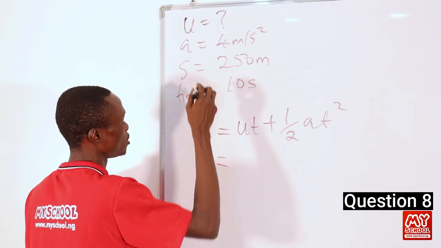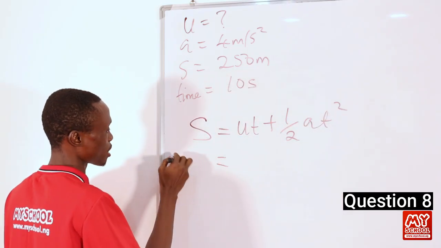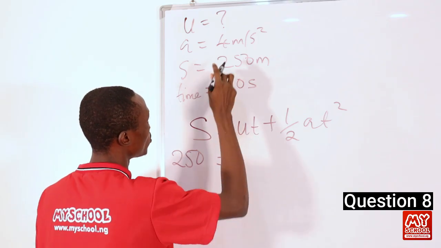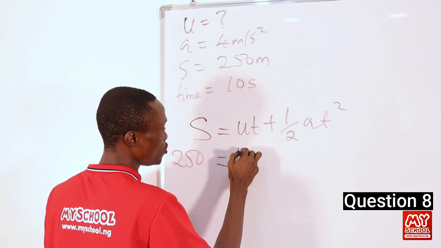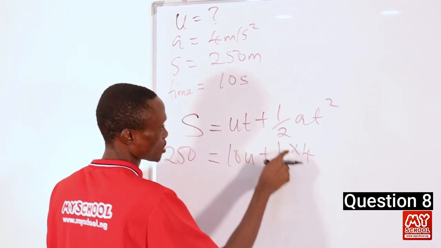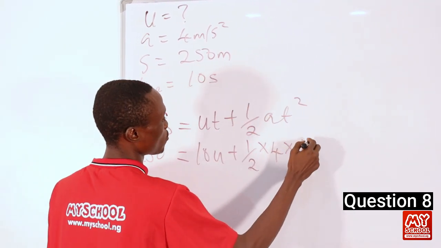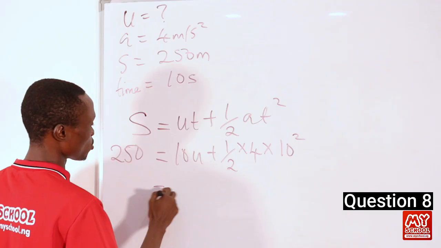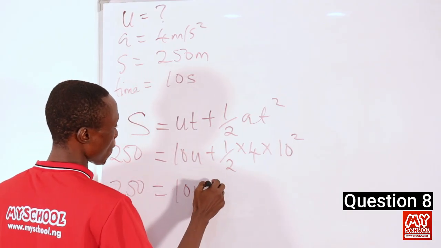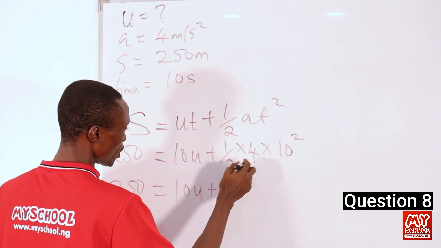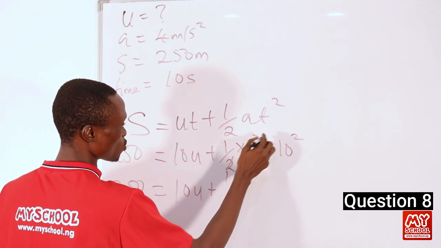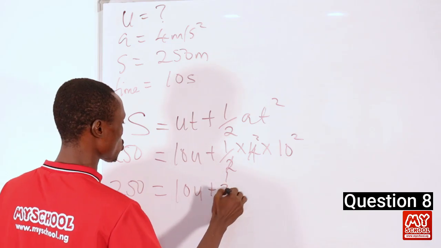Okay, so let's input all our values. We know that our distance is equal to 250, and the initial velocity we don't know, but the time is equal to 10. So we'll have 10u plus 1 over 2 times 4, which is our acceleration, then times 10 raised to the power 2. So 250 is equal to 10u plus, 10 times 10 is 100, so 1 over 2 times 4 times 100, which gives us 200.